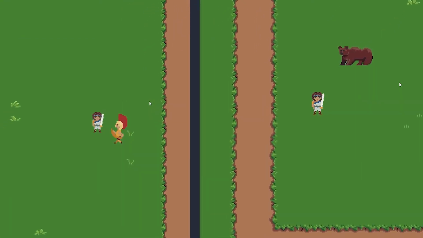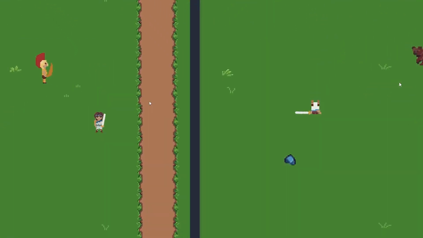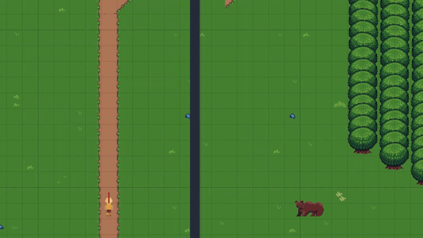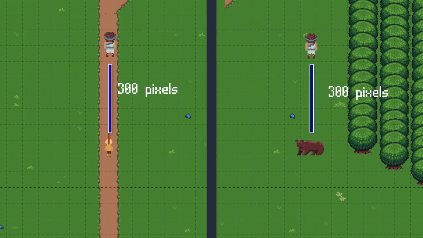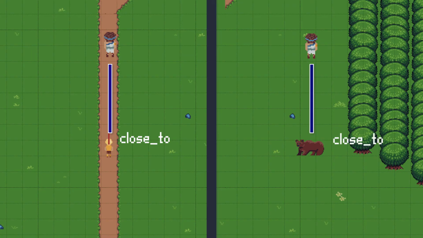For instance, in my game, I have a bear and a Spartan. They both switch to chase states when I get close. And I use the exact same chase script for both of them, hence the reusability. Once these enemies are 300 pixels away from me, they both emit a "close to" signal. But the Spartan has a different script from the bear.